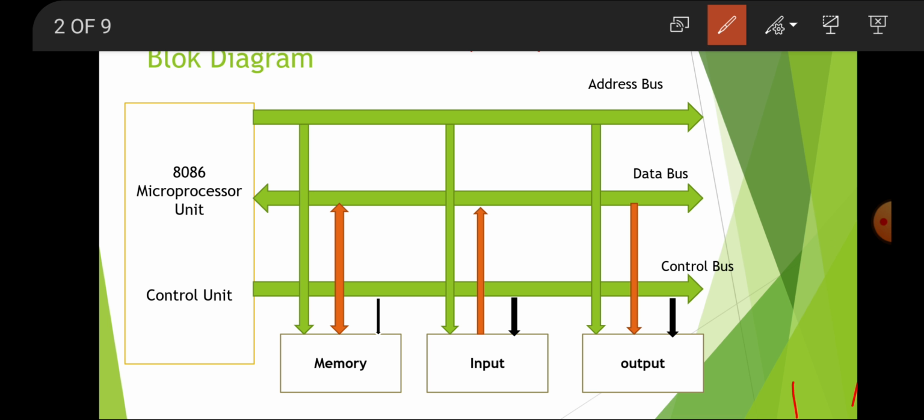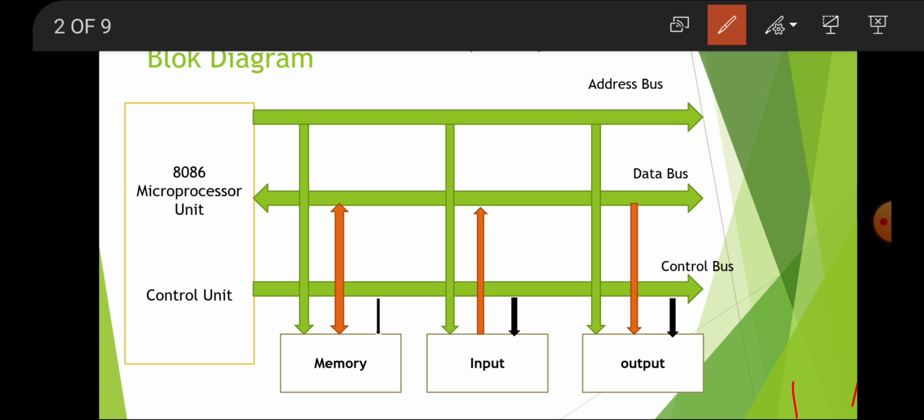Now you can see the data bus. What is the data bus? The data bus carries the data from microprocessor to memory, microprocessor to input output, or both the input output devices. Now there is another, the control bus. The control bus carries the control signals to the memory and input and output.